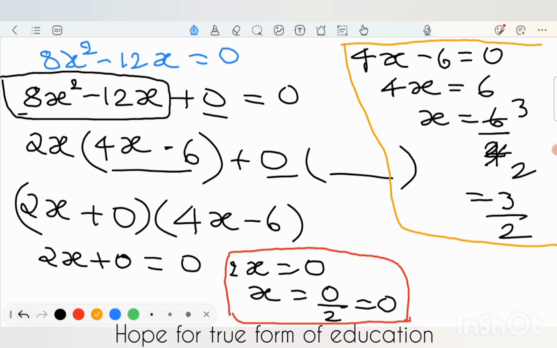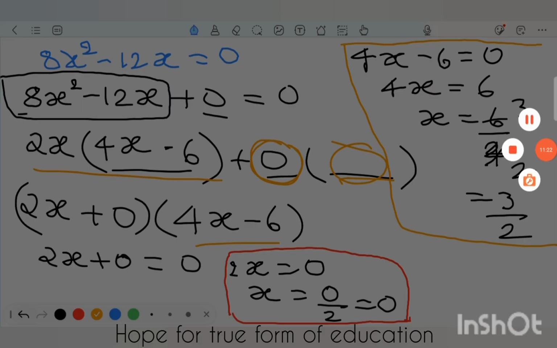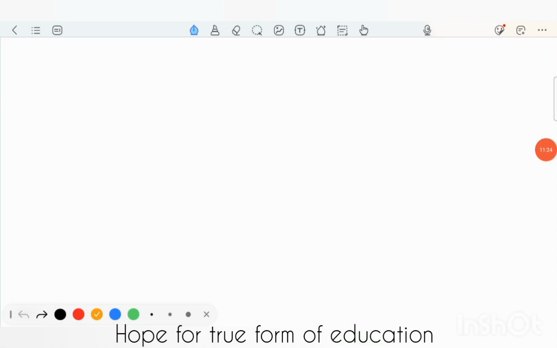So let me repeat it again. When you don't have the c term, normally you can take the common terms, and then you don't have c term, right? So 2x plus 0 and 4x minus 6. However, you will get the same thing here. So 4x minus 6 and 2x, you don't have anything here. So if you did not understand, however, this will be the same number. Then what to take here? So you have to take 0, 2x plus 0 into 4x minus 6. Then after that you have the normal procedure.